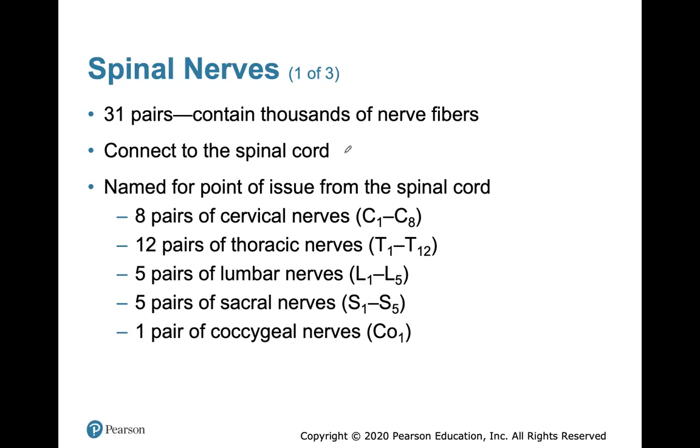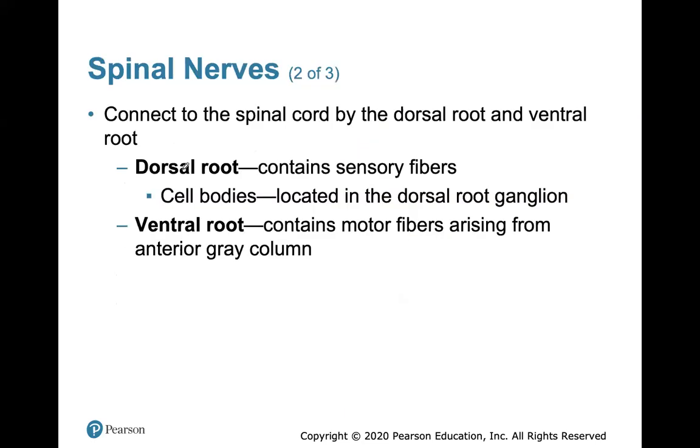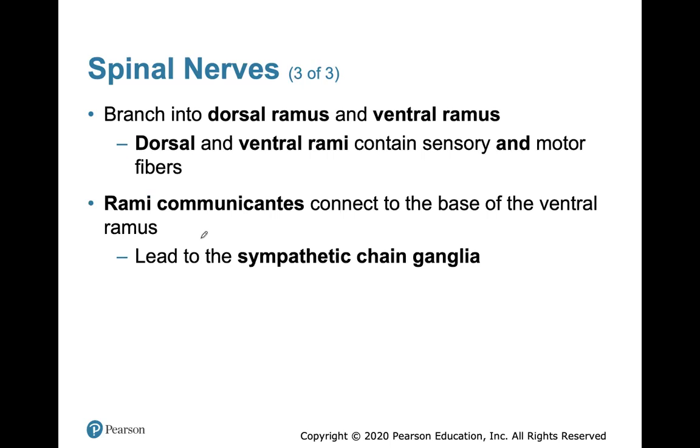Then your spinal nerves. So you have 31 pairs of spinal nerves, which contain thousands of nerve fibers, and they all connect to the spinal cord. They're all named for the point of issue from the spinal cord. So these are the spinal nerves, a posterior view, and the ones that come off the spinal cord. There's also a dorsal root of the spinal nerve, which contains all the sensory fibers. The cell bodies are located in the dorsal root ganglia, and the ventral root contains motor fibers. So you should know that the dorsal root contains sensory, and ventral or anterior root contains motor fibers.